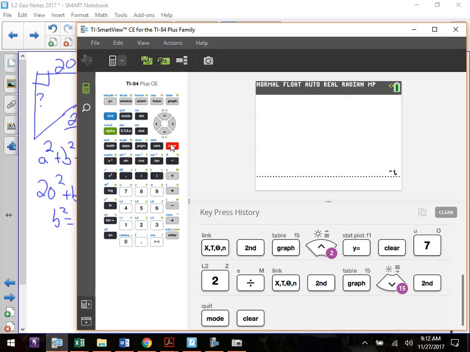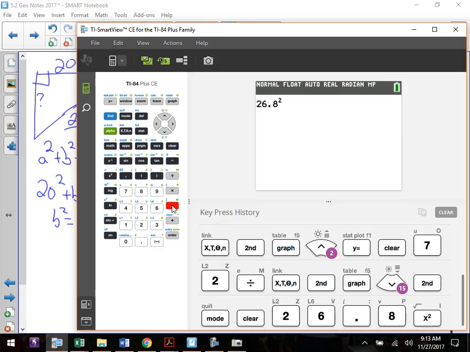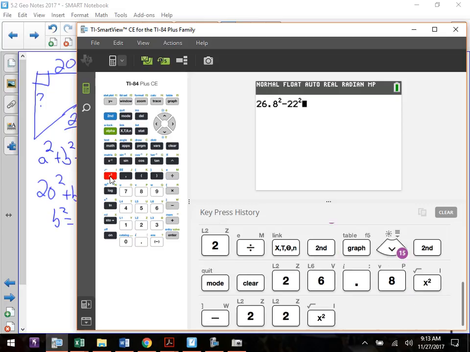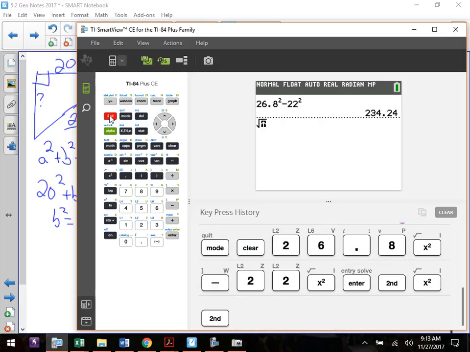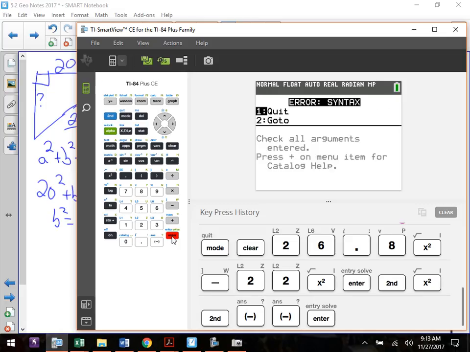Remember, when you're doing this, we had 26.8 squared. We have to subtract out, was it 22 squared, I believe? All right. So 26.8 squared and subtract out 22 squared. You just type in your calculator just like that and press enter. Now in your calculator you have that answer. All you have to do from here is take the square root of it, which means you hit second, square root of your answer. This answer button is the bottom right corner. You hit second, and that's the negative button. And that will automatically enter the last answer you got.